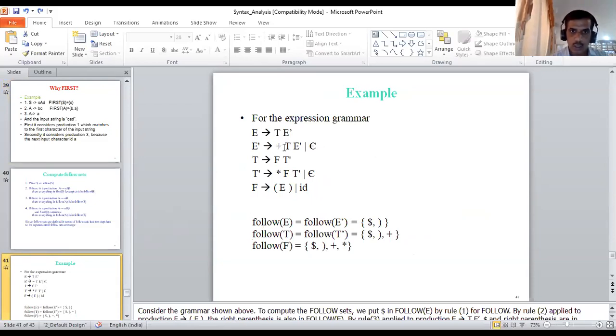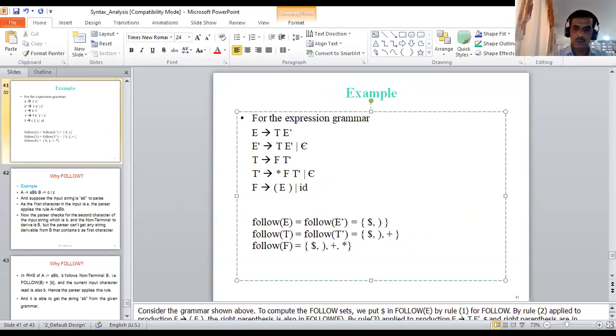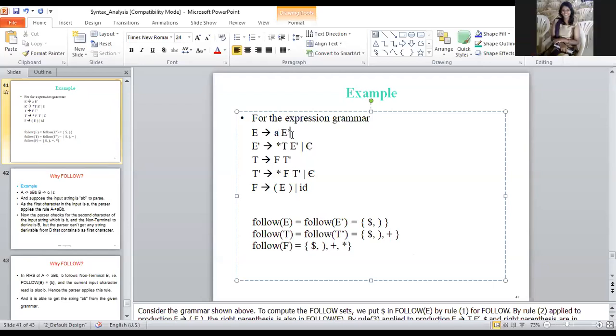Now, if I change this the other way, star, and I replace this by EA, and then, what is my first of E now? I put an option of F, capital F, and then small e. What is first of E now? Open parenthesis and ID. What about first of E dash? Star, comma epsilon. So star, comma epsilon is my first of E dash. Understood?